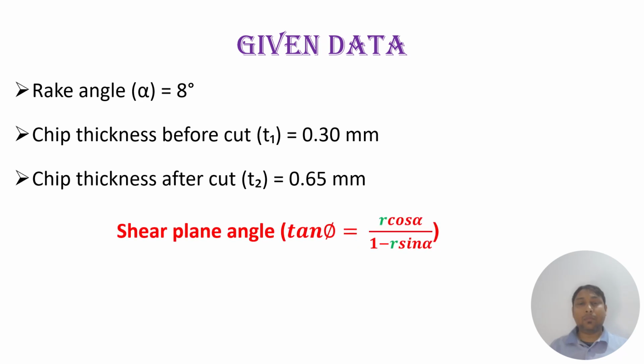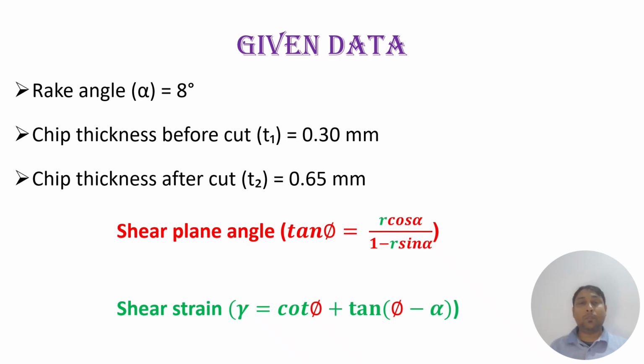Already we have seen the formula of shear plane angle, and as per the formula, we find that the value of r is missing, and the value of alpha, that is rake angle, is given in this problem. So the missing data is r, and we know the formula to find the value of r. Secondly, we have to find the shear strain, and shear strain depends on the shear plane angle and rake angle. Rake angle is already given, so we only have to find the shear plane angle.